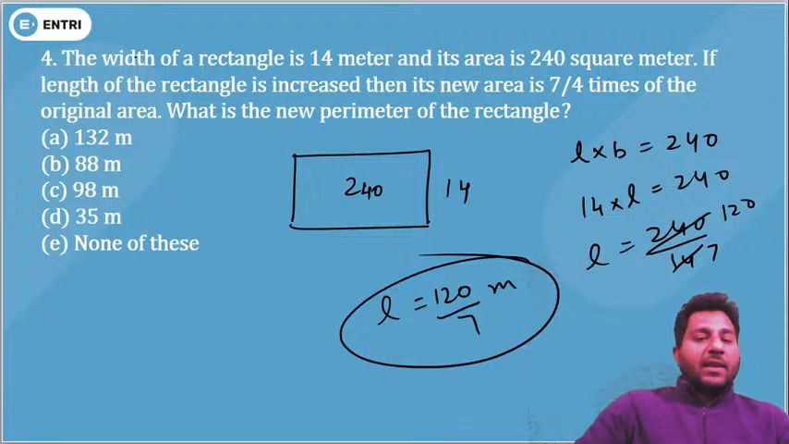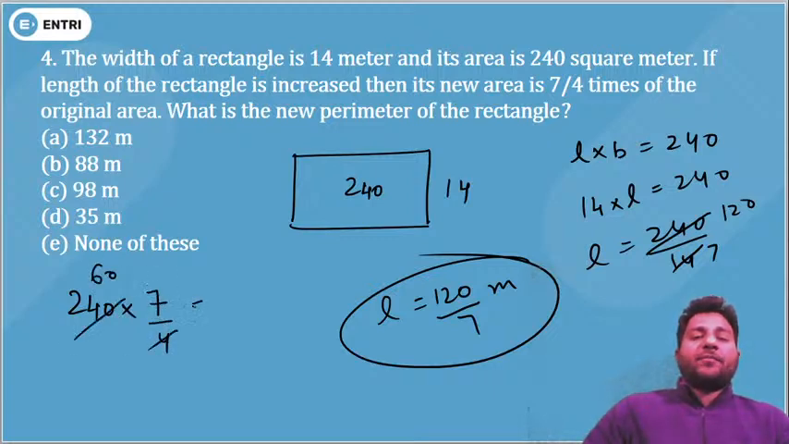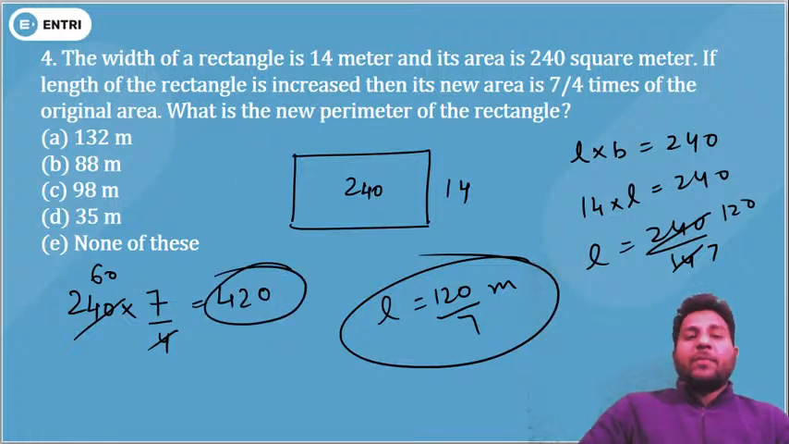Okay. If the length of the rectangle is increased, then its new area is 7 by 4 times of the original area. So original area was 240 and 7 by 4 of the area will become what? 420. That means the new area has become 420, but only by increasing its length. What is the new perimeter of the rectangle?